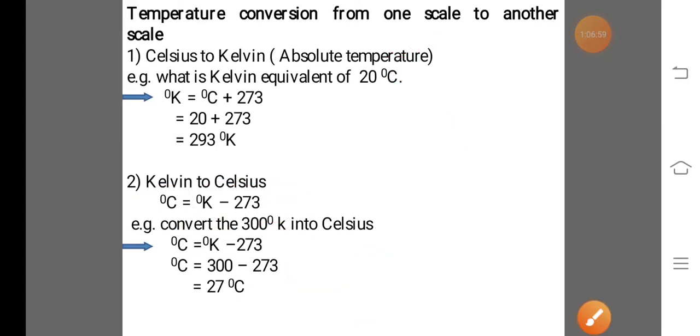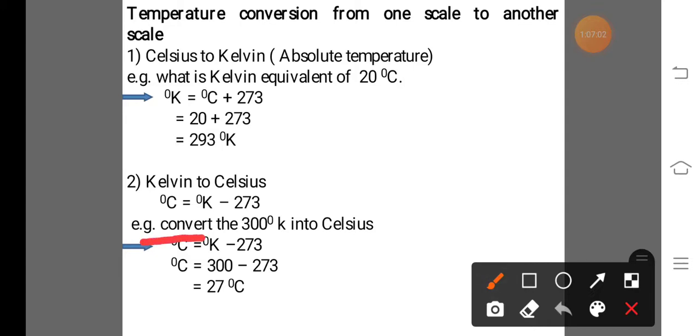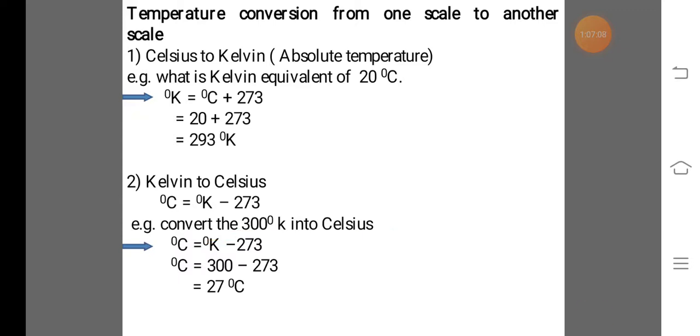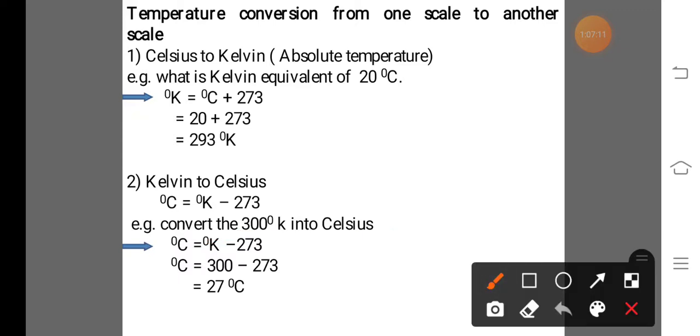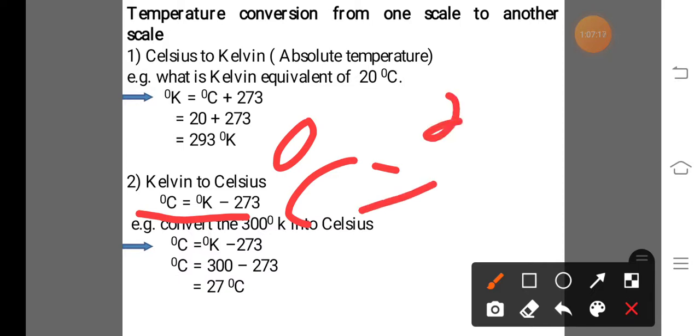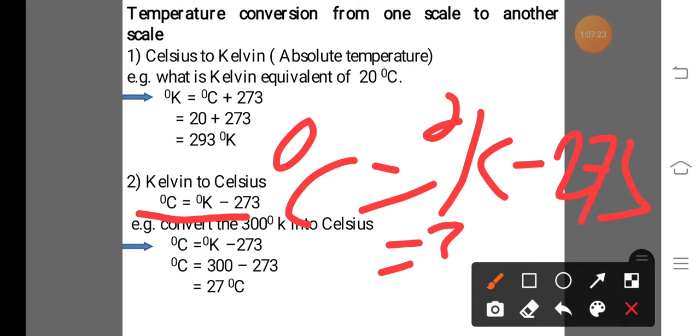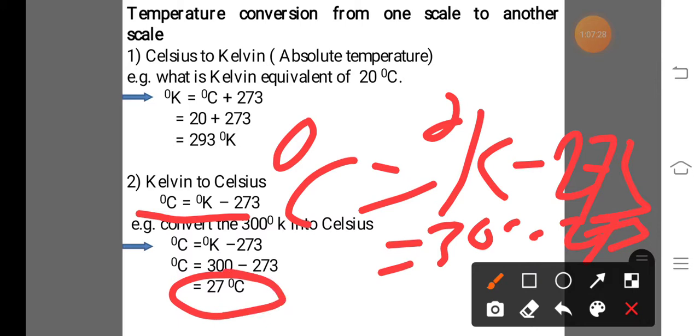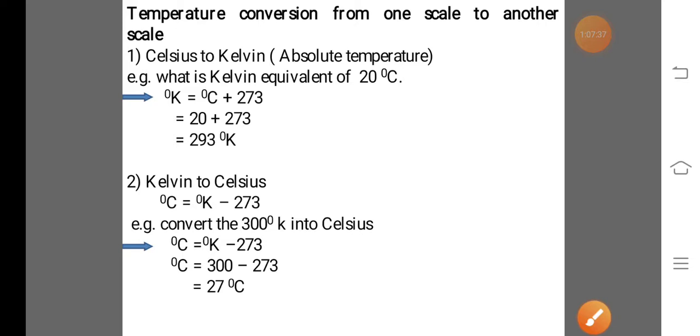And for that we see one example. Convert the degree Kelvin into degree Celsius. That means here the formula to calculate degree Celsius temperature from degree Kelvin is degree Celsius is equal to degree Kelvin minus 273. Next step, 300 minus 273, and the final answer is 27 degree Celsius. That means 300 degree Kelvin temperature is equivalent to 27 degree Celsius temperature. So like that the temperature is converted.